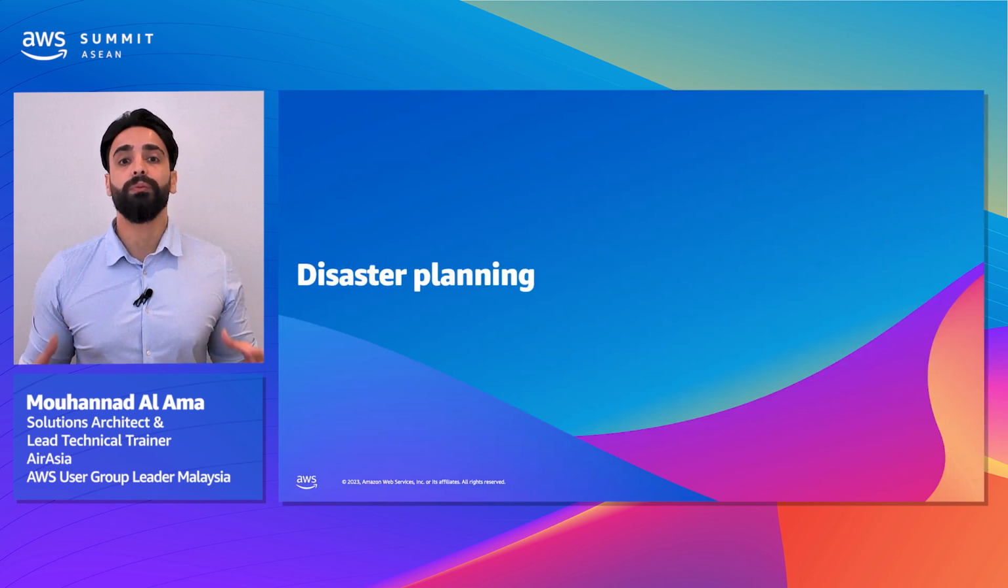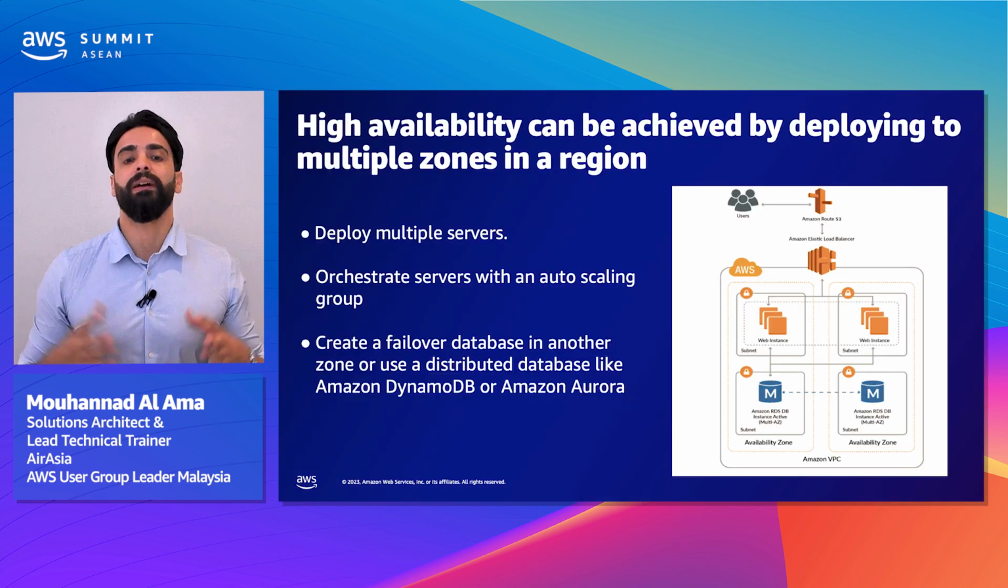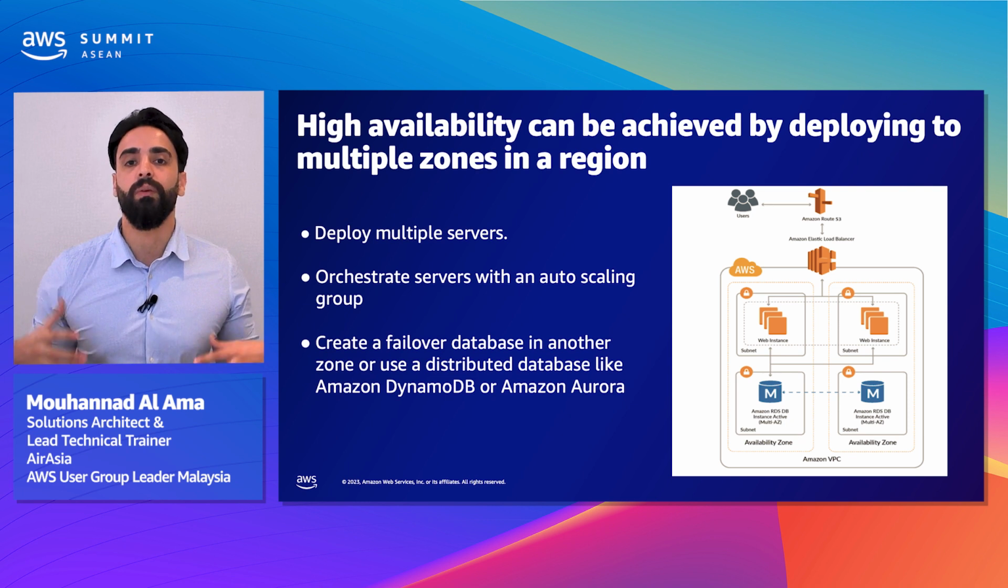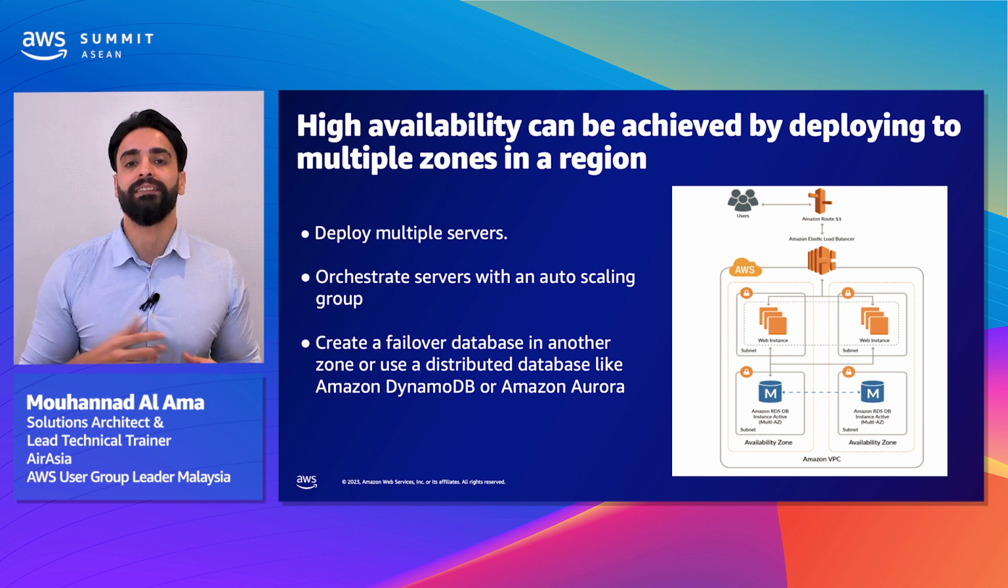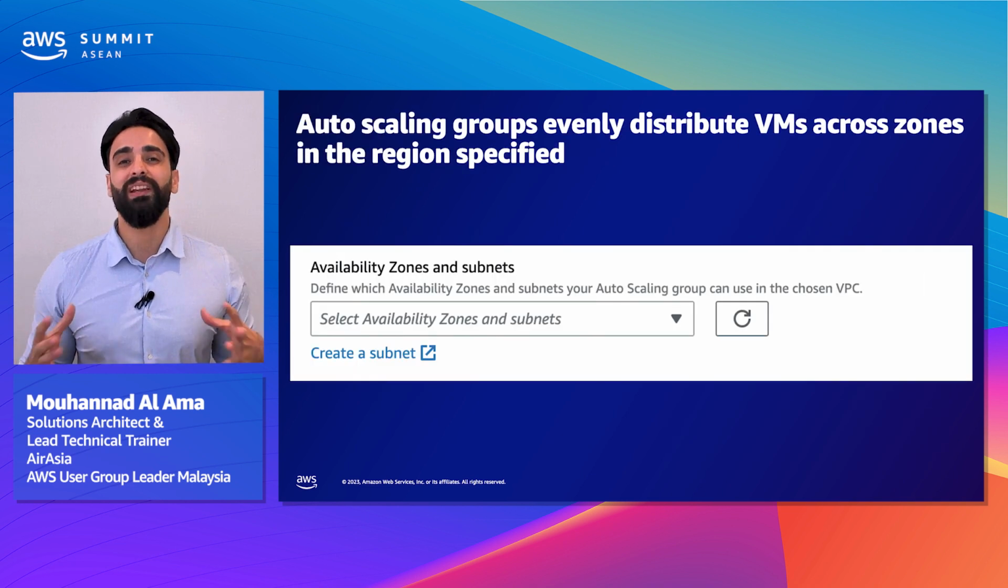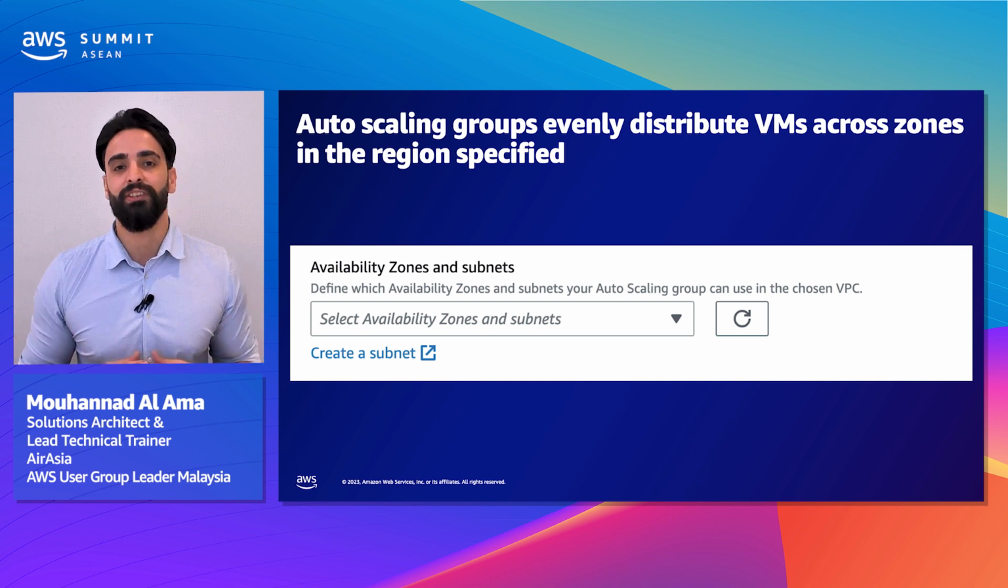Let's talk now about disaster planning. You can achieve high availability by deploying multiple servers to multiple zones in a region. Then orchestrate your servers using auto-scaling groups and create a failover for your database in another zone in the same region, or use distributed databases like DynamoDB and Amazon Aurora. The auto-scaling group will evenly distribute your servers across zones in the region specified.